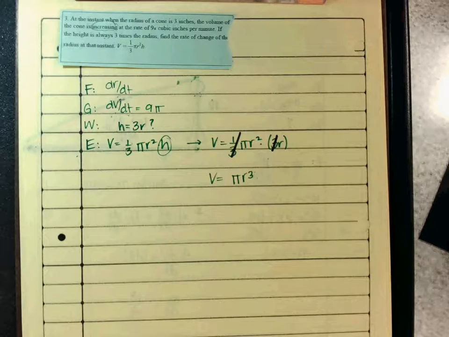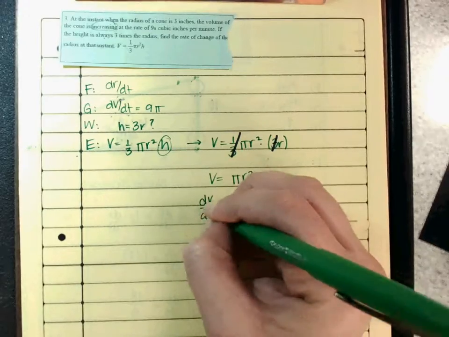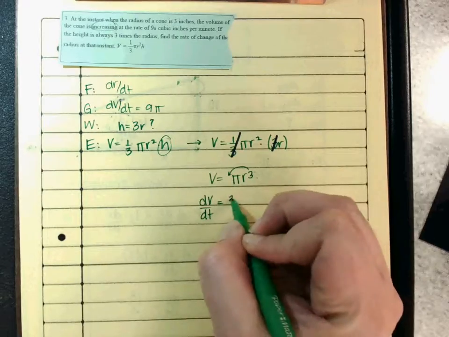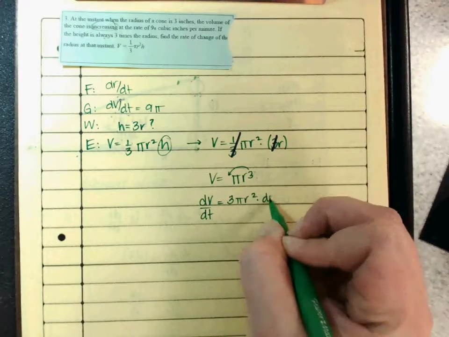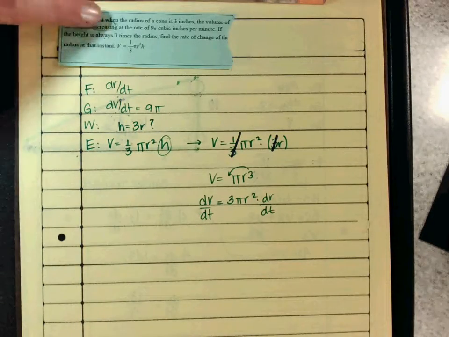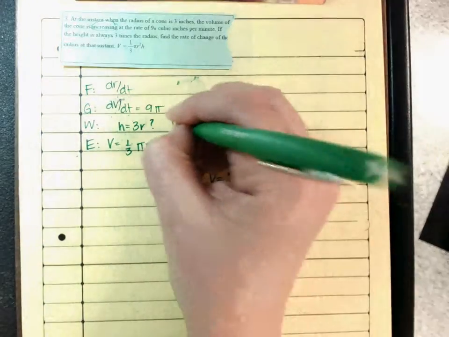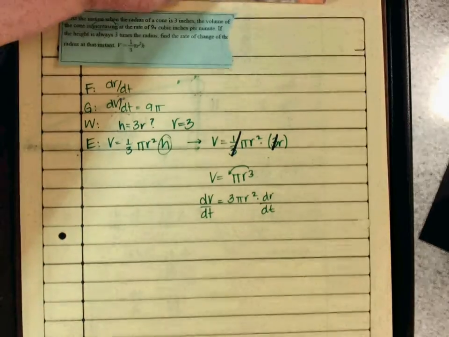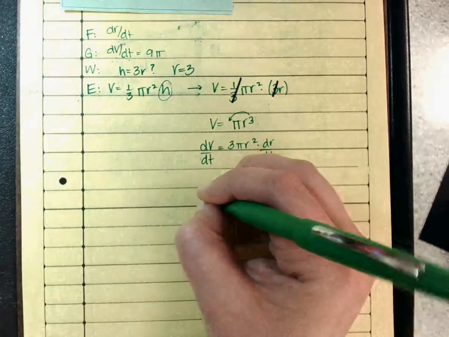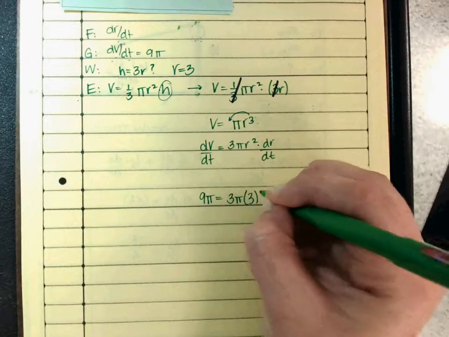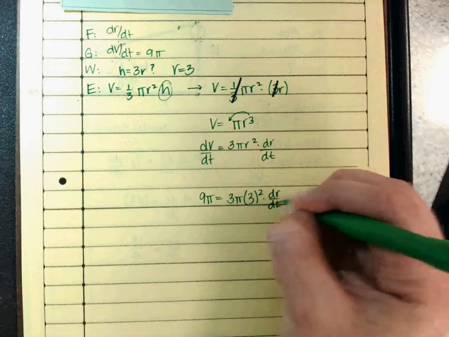What would the derivative be there? dV/dt, starting on the left. And on my other side, I'd have my 3 come down to the front: 3 pi r squared dr/dt. Oh, and I did miss it, it says right here at the beginning, when the radius is 3. R equals 3. The reason we know we need that is because it's in our equation. So dV/dt is 9 pi equal to 3 pi, my r is 3 squared, my dr/dt is unknown.